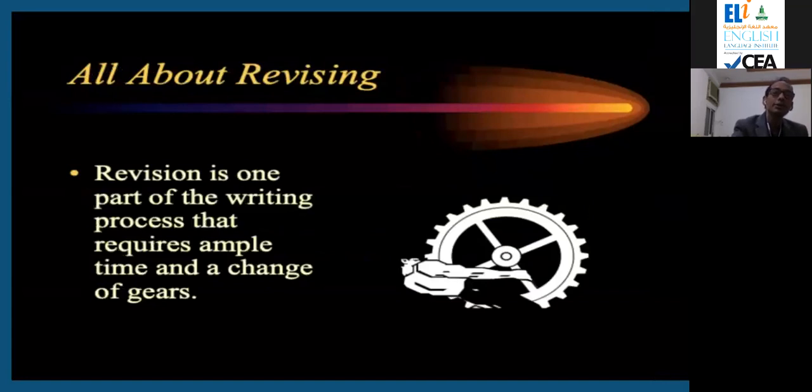So revision is one part of the writing process that requires ample time and a change of gears. I mean, it's like, do you want to go in the top gear, or the starting gear, or the power gear? The power gear is like your thought process, and that would give you more opportunities to come up with brilliant ideas and original thinking. So if you are prepared to revise, I'd like you to have a look at these techniques or tools that really help us.